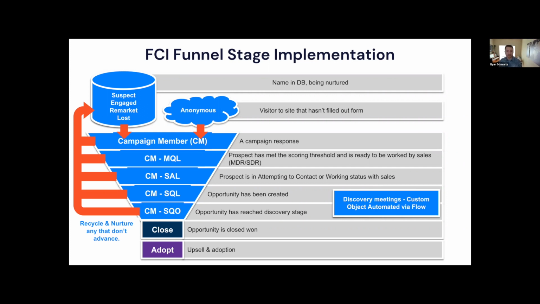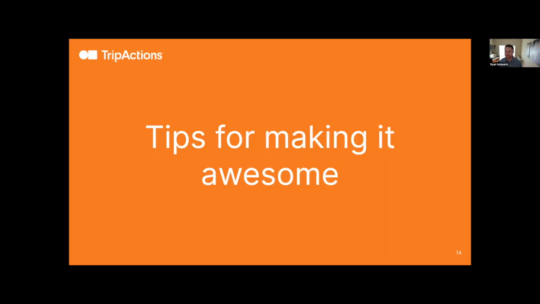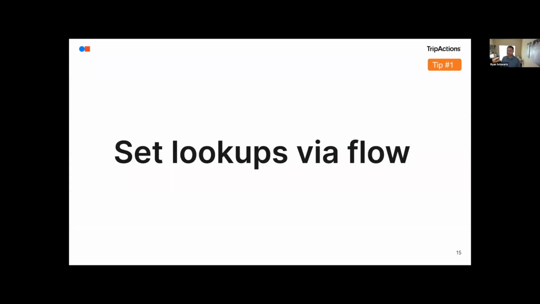And then the other thing I'd recommend here is that if you are tracking discovery meetings, I would recommend not using activities for that. Do it through a custom object that you can relate back to the member through Flow. We'll talk a lot more about Flow here in a little bit, but it just makes it a lot easier to manage and report on. So if you use Full Circle as your bedrock, as your underlying foundation, that is a great place to start. It's a really excellent solution. But I have some tips for making it awesome. So the first tip is set lookups via Flow.